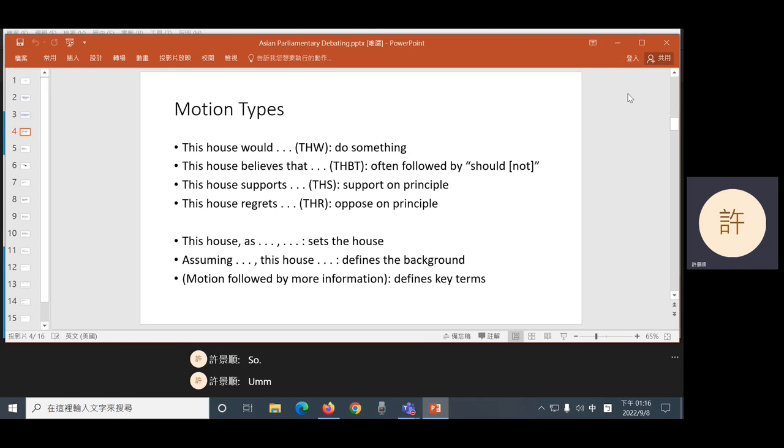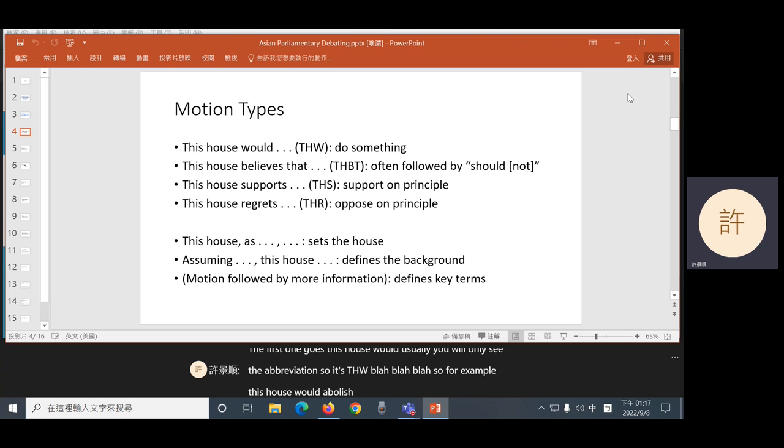When you first see a motion, what does it look like? There are a few common motion types. The first one goes, this house would. Usually you will only see the abbreviation. So it's THW, blah, blah, blah. So for example, this house would abolish homework.